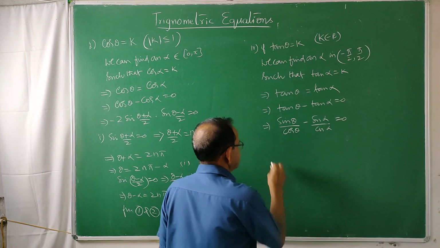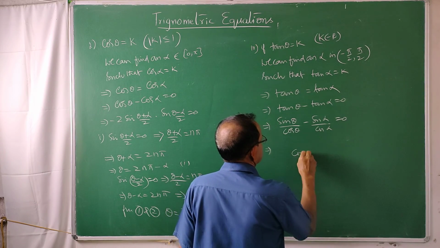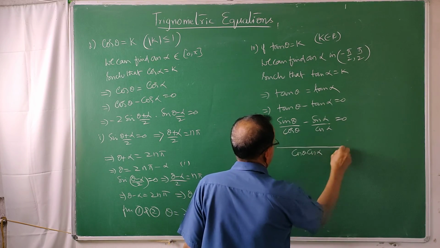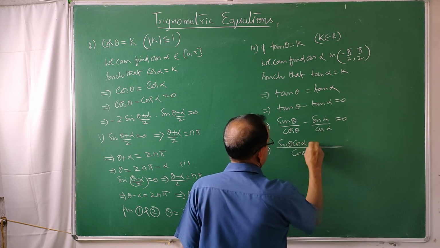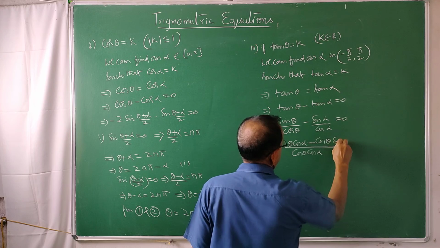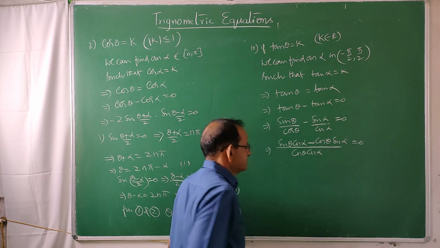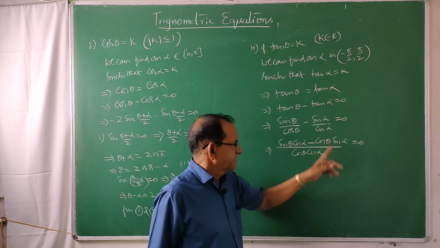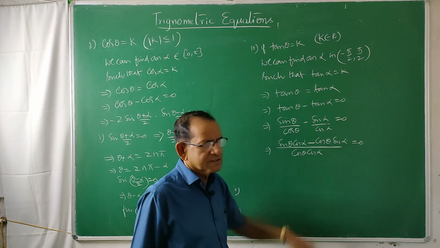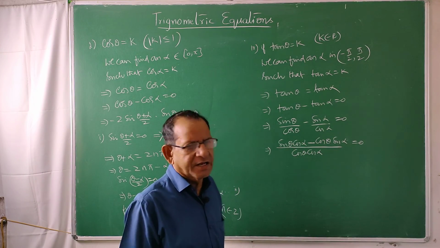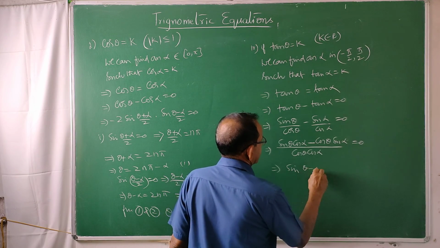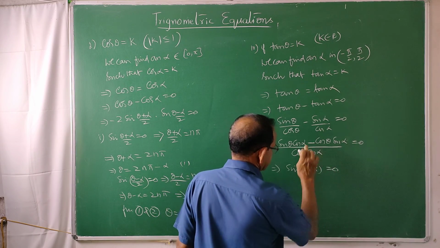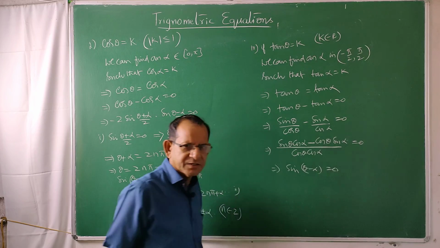If you take LCM, cos theta cos alpha, sin theta cos alpha minus cos theta sin alpha equal to 0. The numerator is sin theta minus alpha, sin A cos B minus cos A sin B, sin A minus B. So that implies sin theta minus alpha is equal to 0, because the numerator is 0.